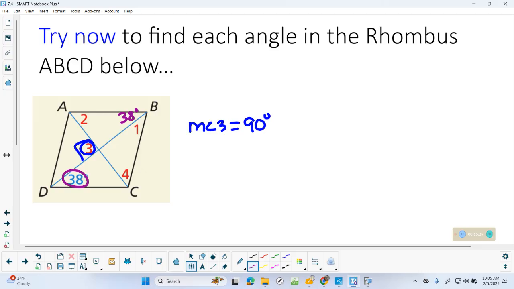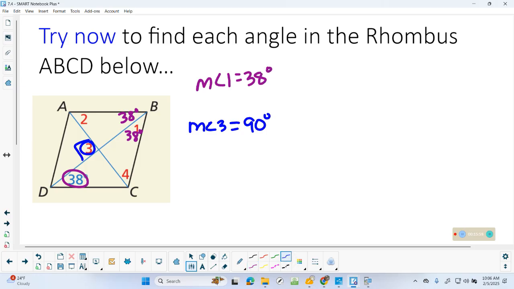First question though, why is this guy 38? Alternate interior, okay, that's great. Now, of course, if this is 38, here's where we're at. I know this is 38, because remember, the diagonals split the corners in half. So I now know angle 1 is 38. And again, I don't care if you list them in order or whatever, okay?